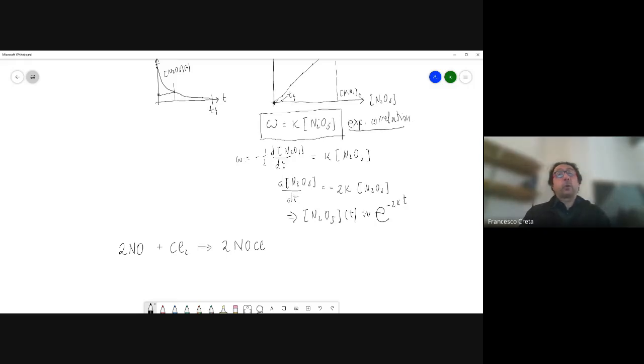Is there some kind of correlation between omega and the instantaneous molar concentration of my reactants? Well, there is. Experimentally, we find that omega is equal to K, another sort of constant. And then we have 2 reactants, so what I find is this correlates to the product of the molar concentrations of the 2 reactants. It doesn't end here because NO is actually to the power of 2.